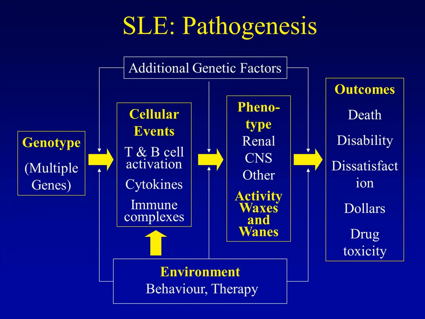So in more detail, pathogenesis of SLE involves multiple genes with cellular events as listed here: T and B cell activation, cytokine involvement, and immune complex deposition, which are modulated by additional genetic factors and environmental factors. And these result in the typical phenotype which we call SLE. And the activity of SLE can wax and wane, and this can lead to multiple outcomes as listed here: the 5 Ds of death, disability, dissatisfaction, dollars, and drug toxicity.